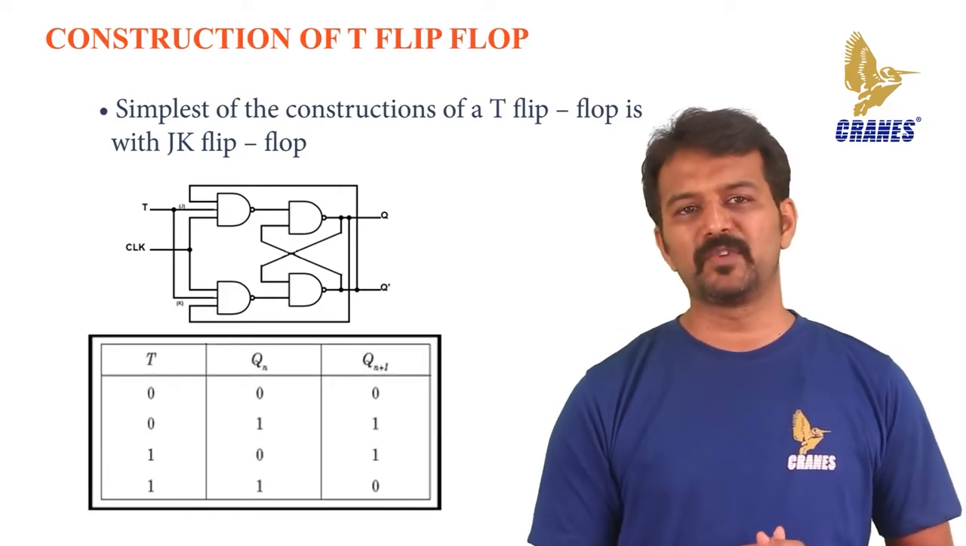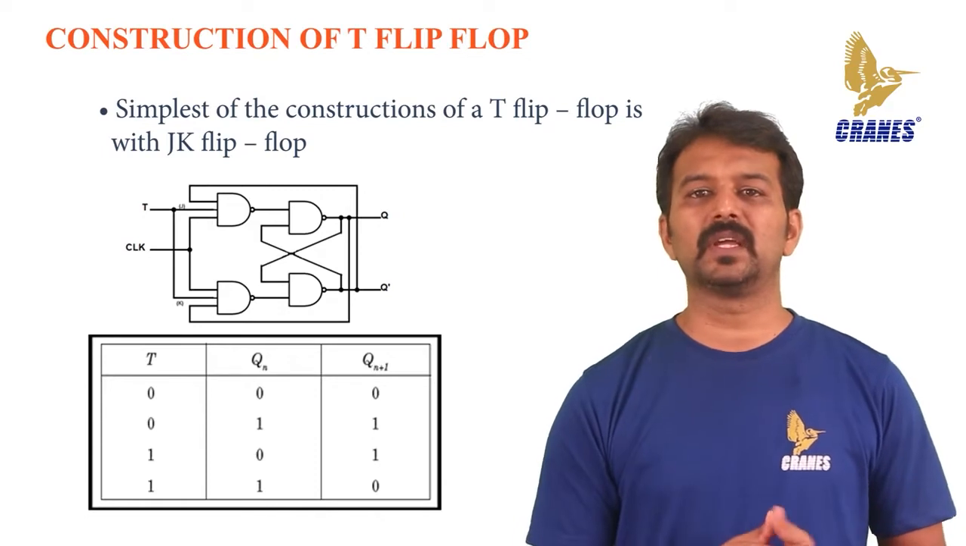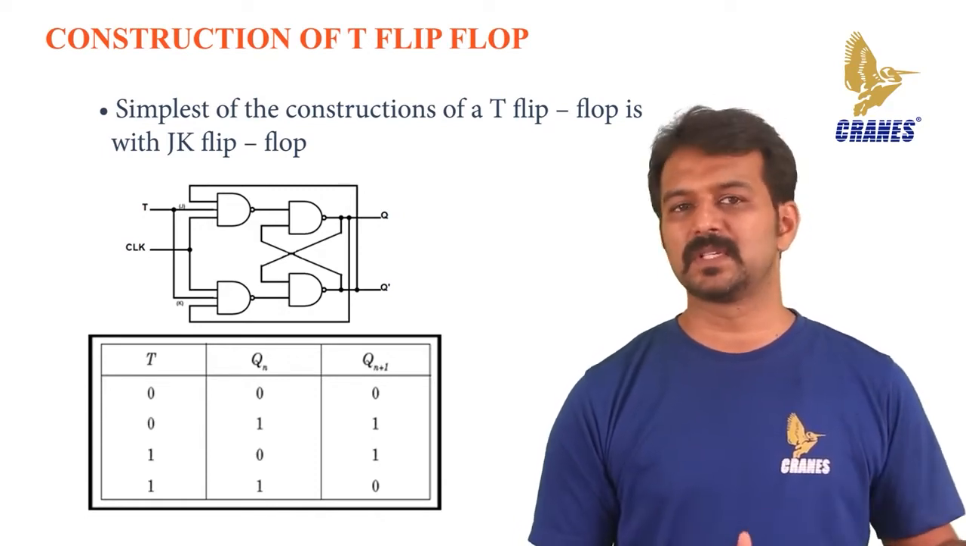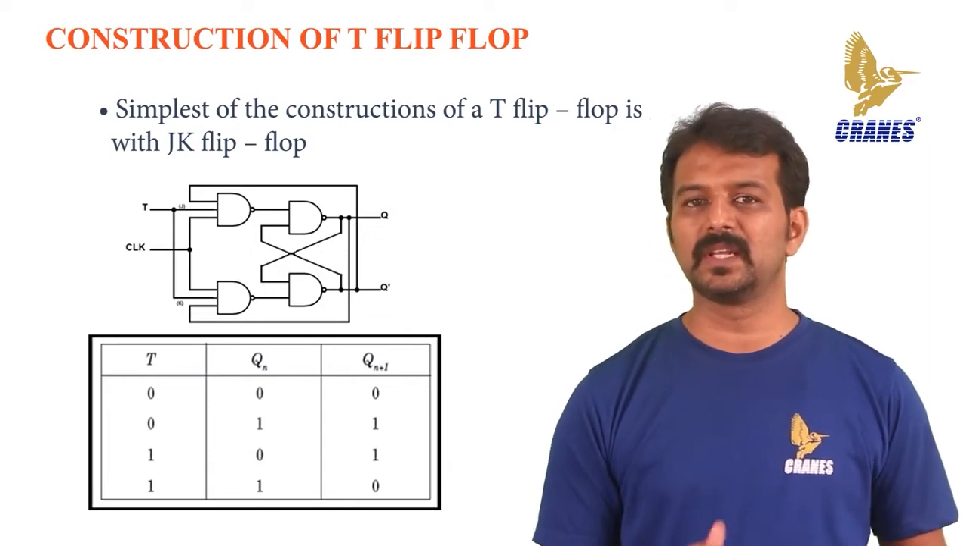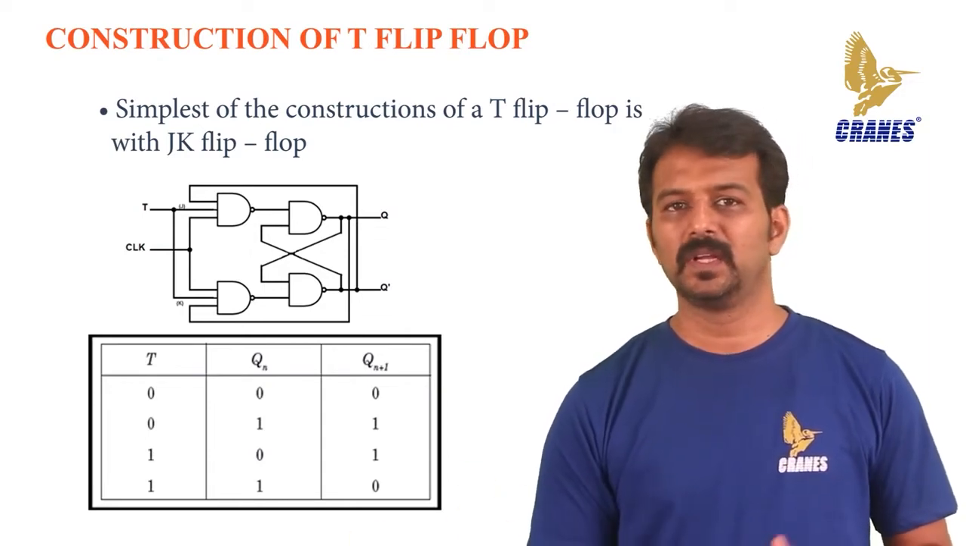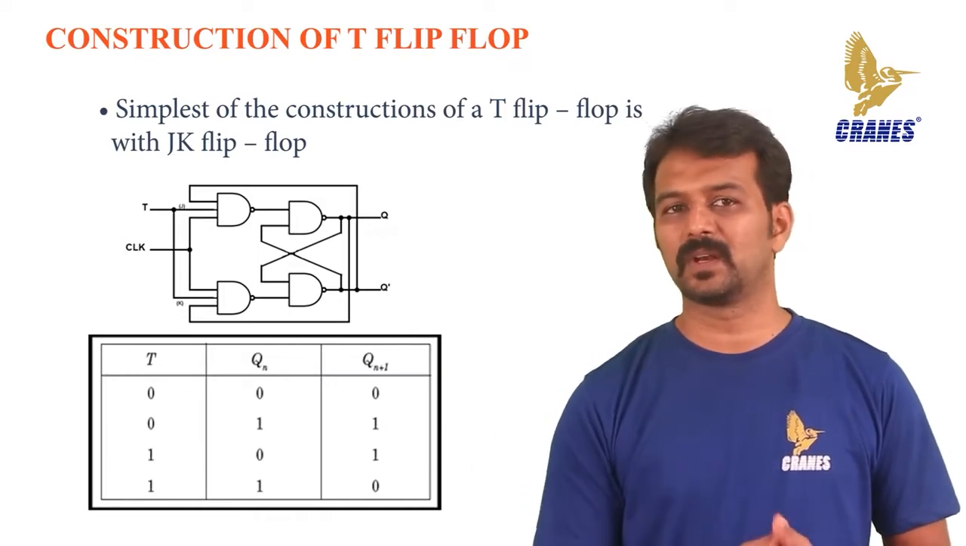The operation of the T flip-flop is as follows. When the T input is low, the next state of the T flip-flop is the same as the present state. When T is equal to 0 and the present state is 0, then the next state is equal to 0. If T equal to 1 and the present state equal to 1, then the next state is equal to 1.